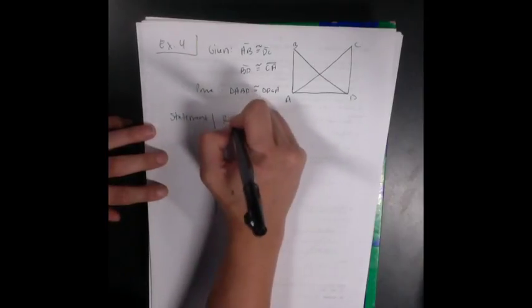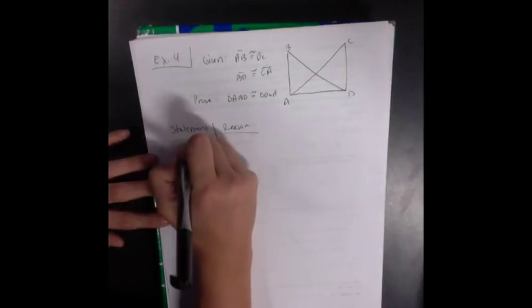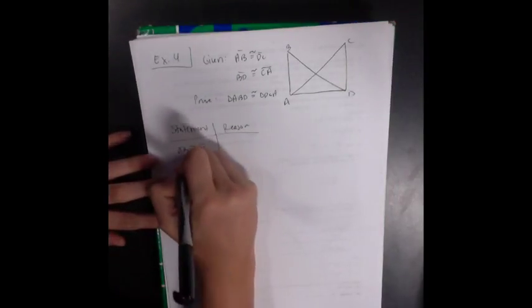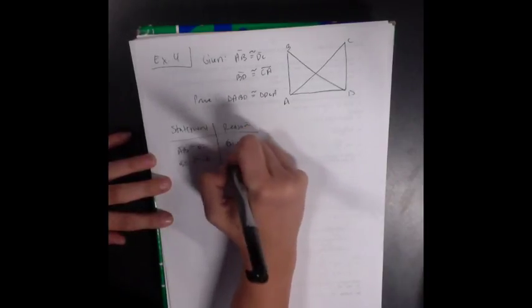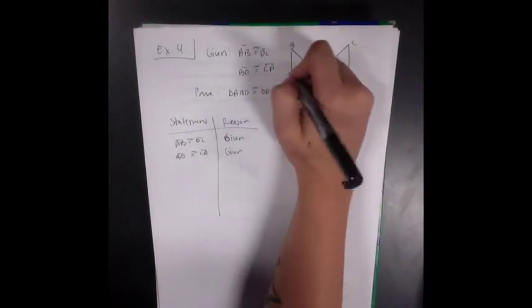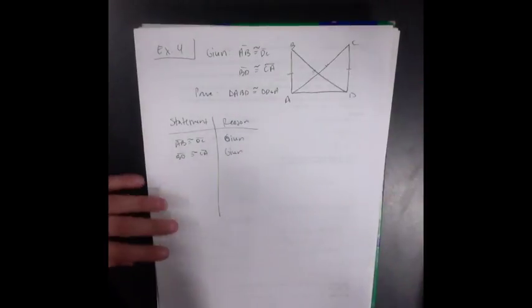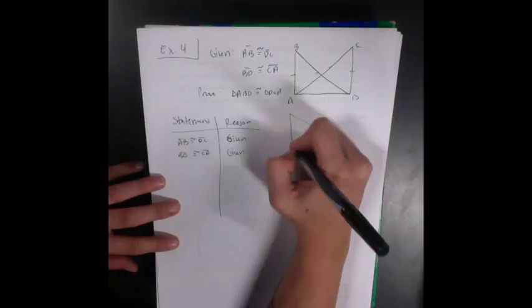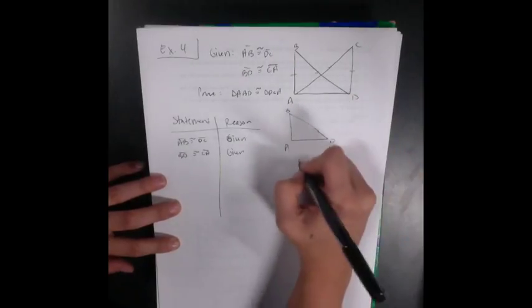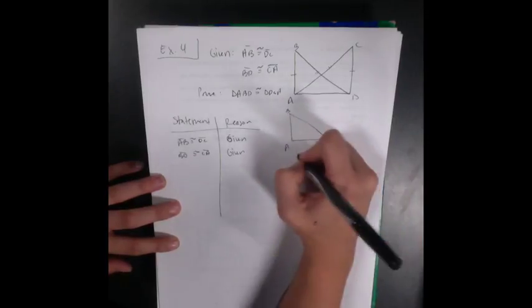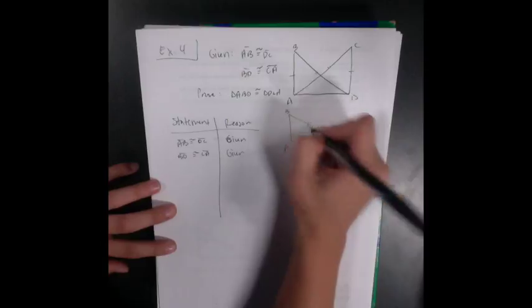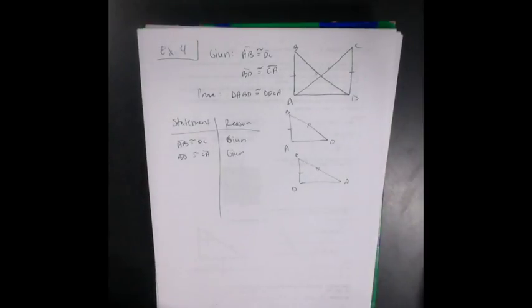Okay. Statement, reason. So, start with your given. AB is congruent to DC and BD is congruent to CA. These are given. And draw that. AB is congruent to CD and BD is congruent to CA. Now, I'm going to redraw the triangles to see it better. ABD. This is DAC. These are congruent and these are congruent.